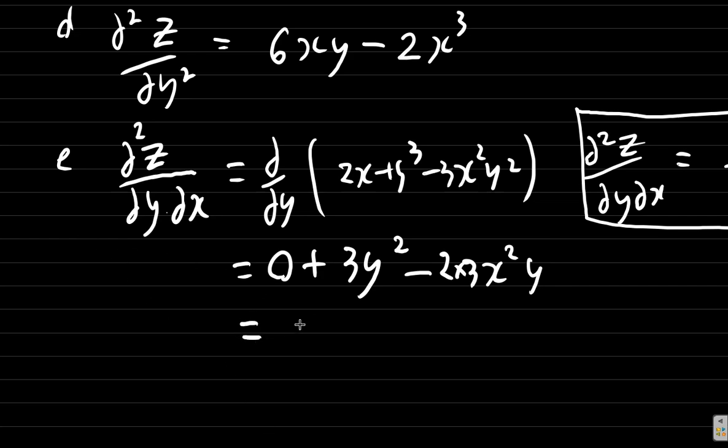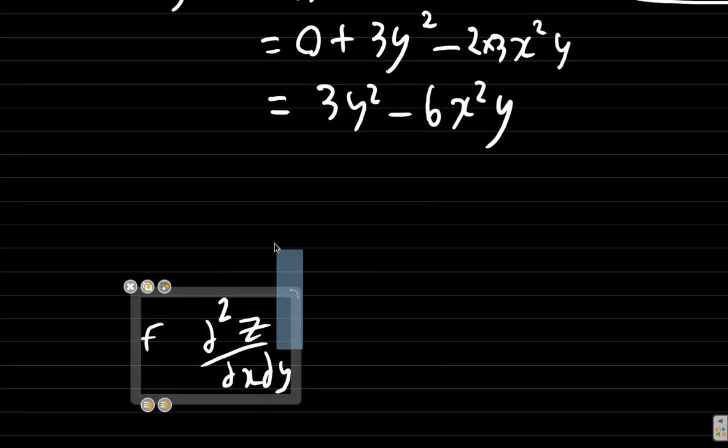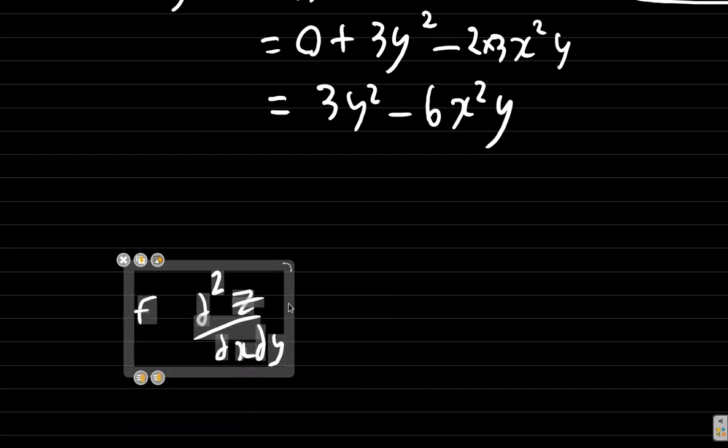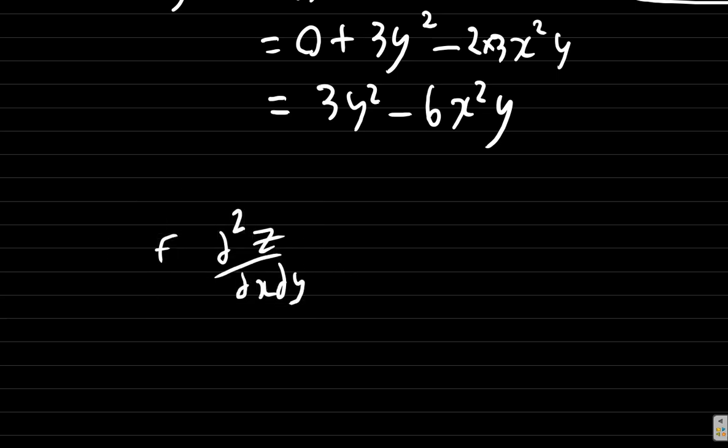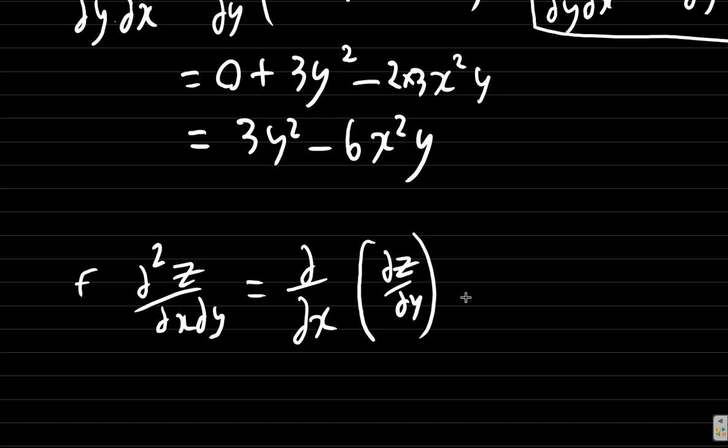Let's clean it up a bit. It's going to be 3y squared minus 6x squared y. So that's delta square z by delta y delta x. Now let us find this part, part f. It's going to be delta square z by delta x delta y. So this means you're going to find the partial derivative with respect to x of delta z by delta y.